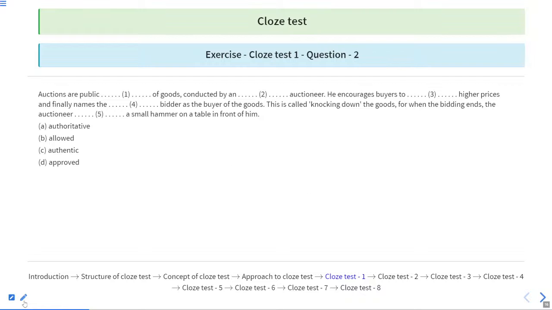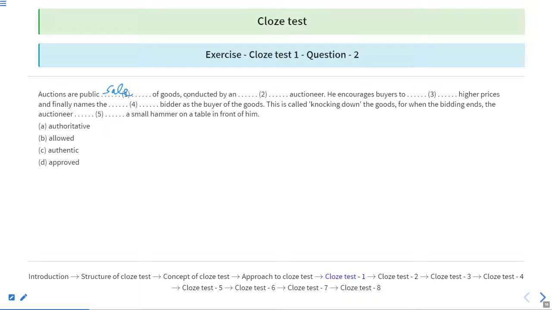So, we already know that there is a word sale which is occurring here in the first place. This helps us in figuring out the next word. Auctions are public sale of goods conducted by an something auctioneer. Because it is an, it means that this must have been a vowel. So, which of these words begin with a vowel? All four of them begin with A. A is a vowel. So, this particular hint does not help us in finding the right answer.